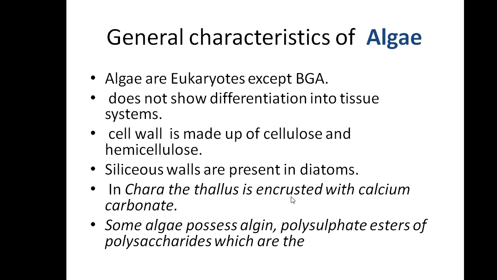The cell wall is made up of cellulose and hemicellulose, and siliceous material. It is a eukaryotic organism, so its cell is covered by a cell wall made up of cellulose and hemicellulose. Siliceous walls are present in diatoms. Diatoms are a type of algae, and the diatom wall is made up of siliceous, that is silicon material. In Chara, the thallus is encrusted with calcium carbonate. Chara is a type of algae; its thallus, that means its body, is mainly made up of calcium carbonate, CaCO3.